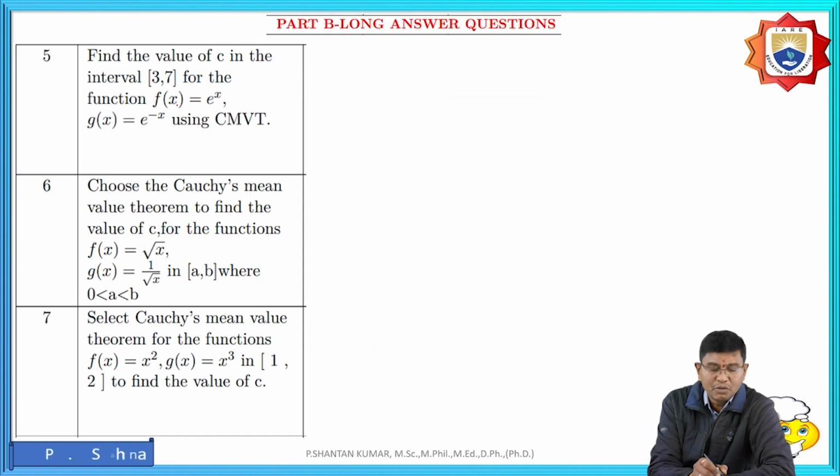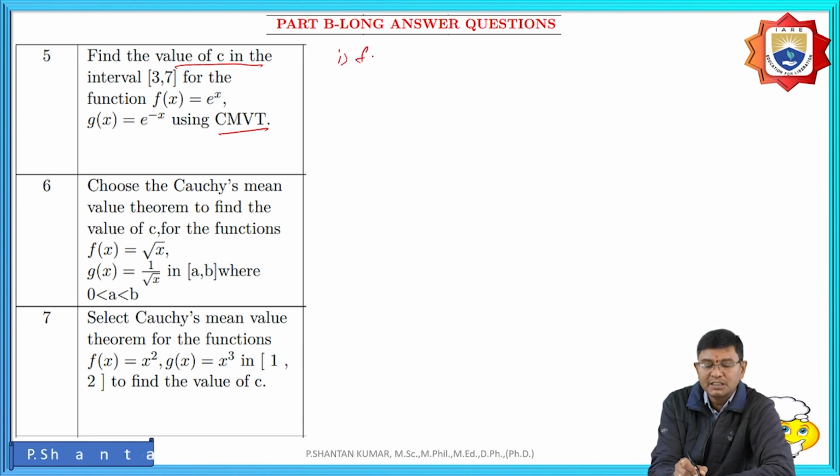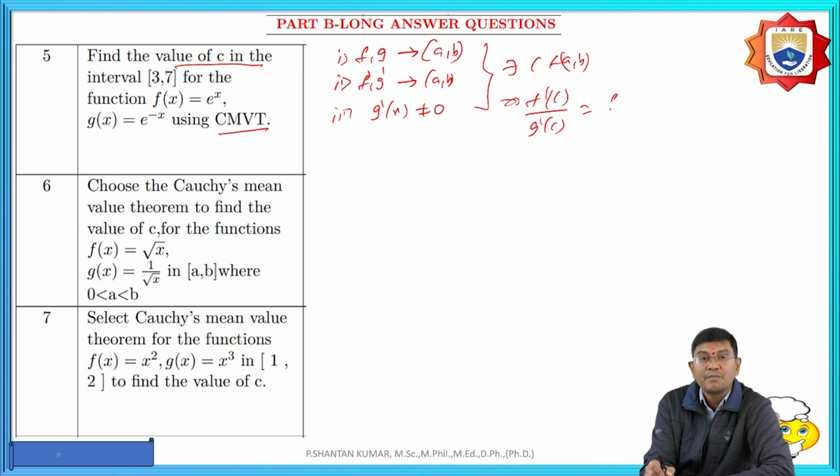And the next problem is based upon finding the value of c, given two functions, that is Cauchy's mean value theorem. That means the first condition is that f comma g both are continuous functions, and the second is that f comma g both are derivable functions in the open interval a comma b. And the third condition is that g dash of x is not equal to 0. Then there exists c belongs to a comma b such that f dash of c by g dash of c is equal to f of b minus f of a by g of b minus g of a.